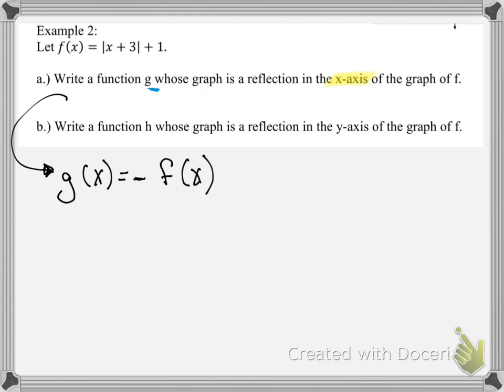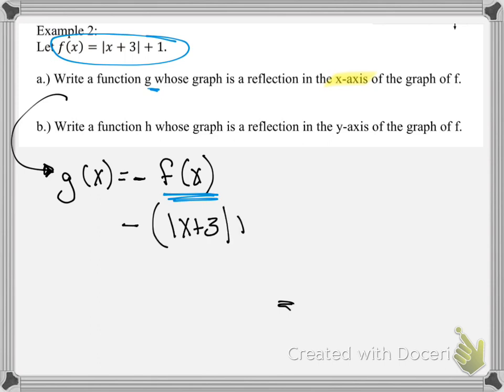whole f of x. So now I take my f of x from up here and I put it in there. So I'm going to have the negative of, and I'm putting in parentheses to make sure I do the whole thing, the absolute value of x plus 3 plus 1. So I want the negative of that whole thing. So basically I'll have the negative, and again, I have a plus sign right here. I have a plus sign right there.